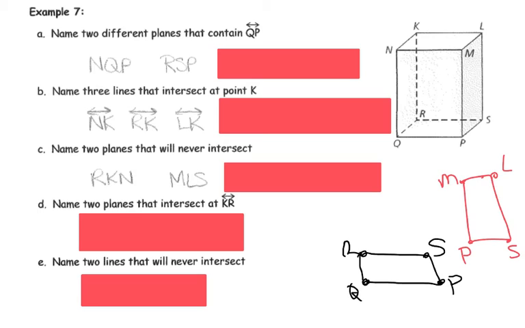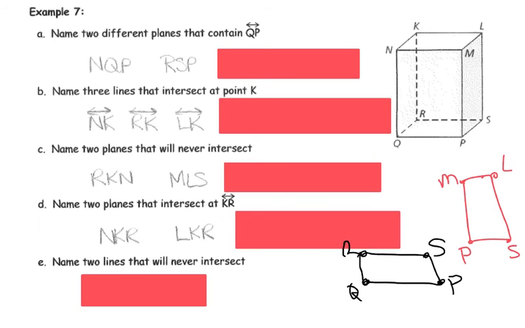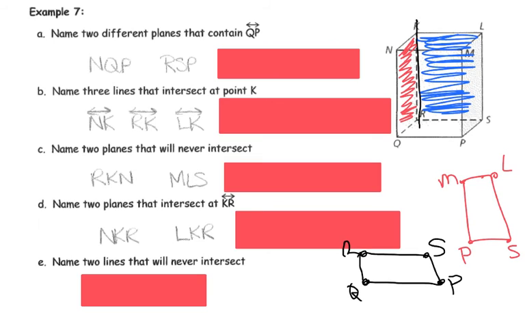Name 2 planes that intersect at line KR. Line KR. So find that line first. And what are 2 planes that intersect there? So what are 2 planes that share that line? We get plane NKR, which is this plane here, and plane LKR, which is that whole back piece. Those 2 planes intersect at this line.